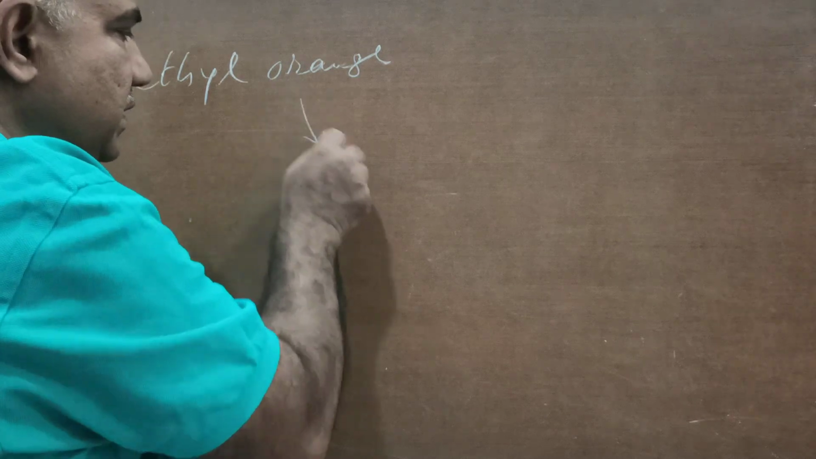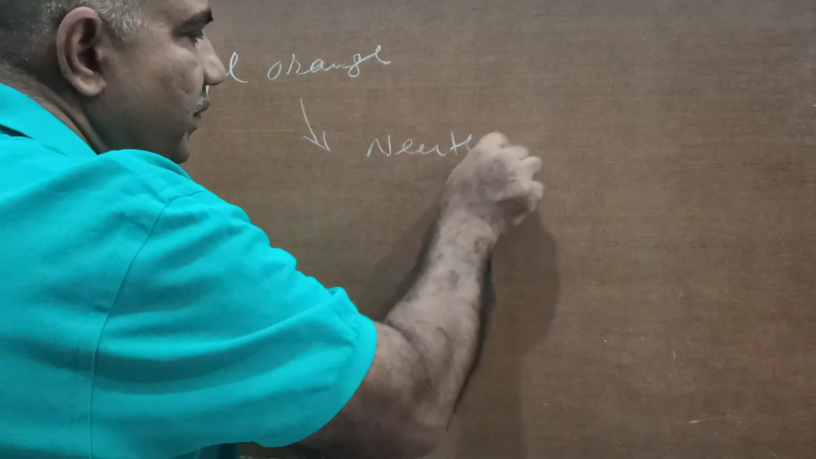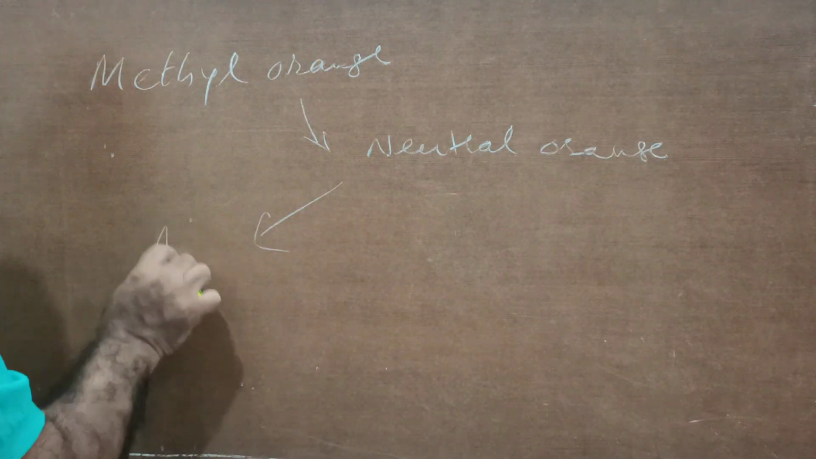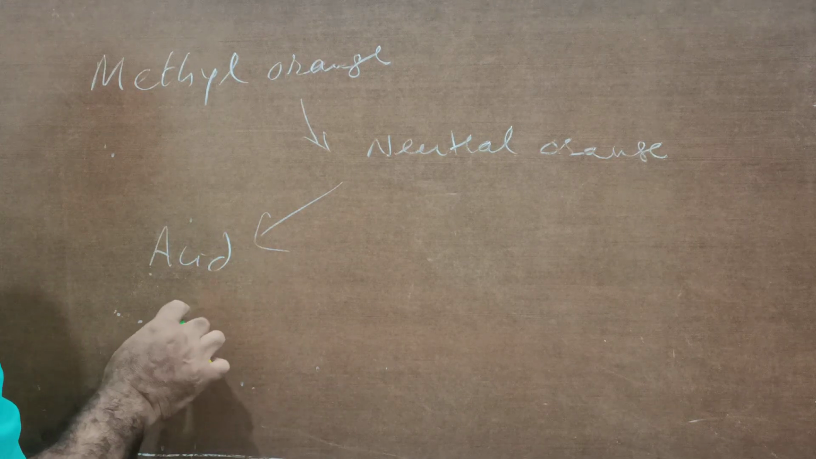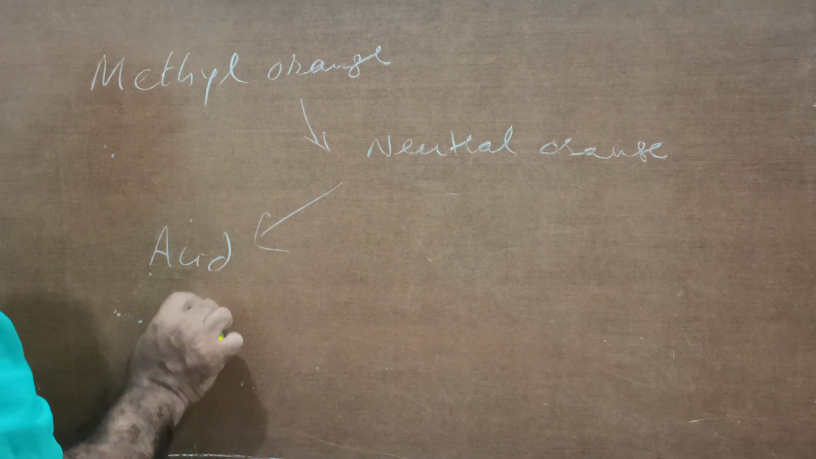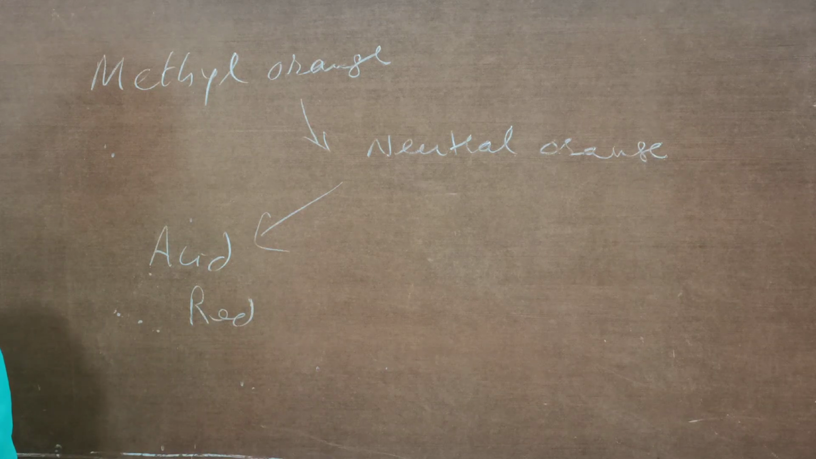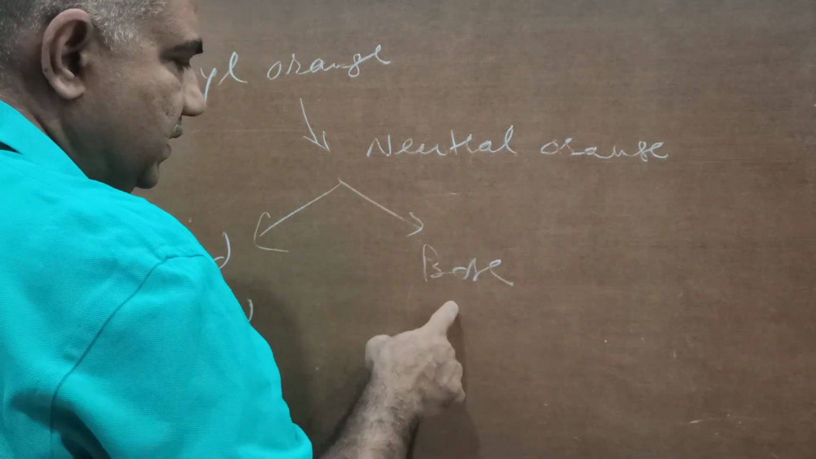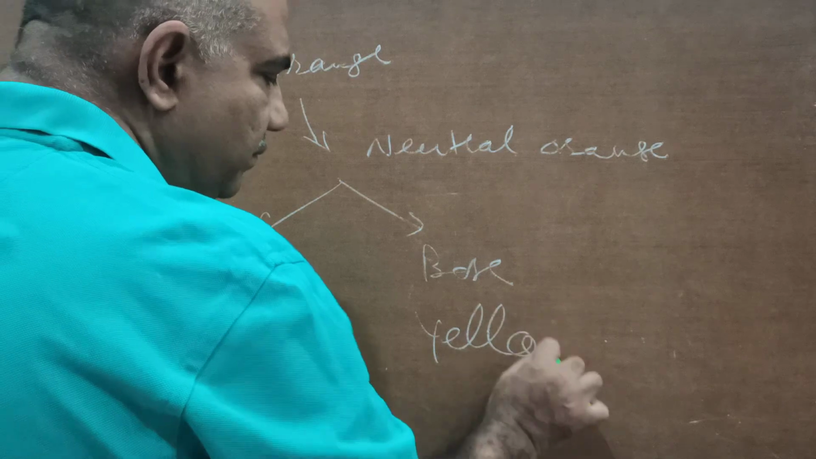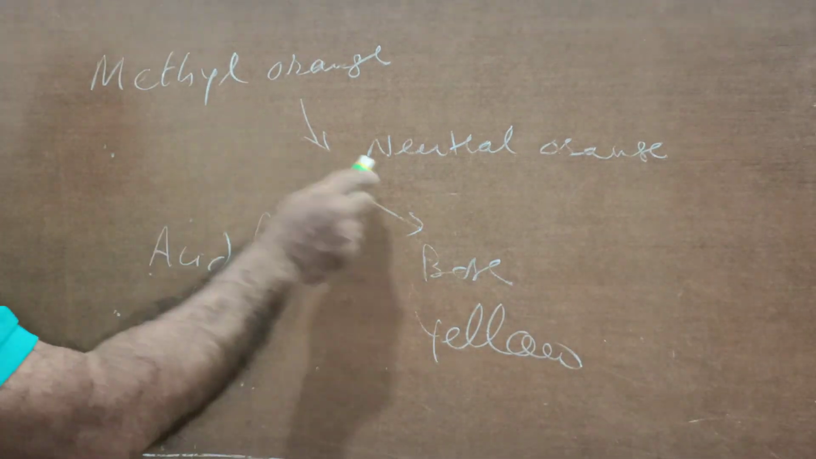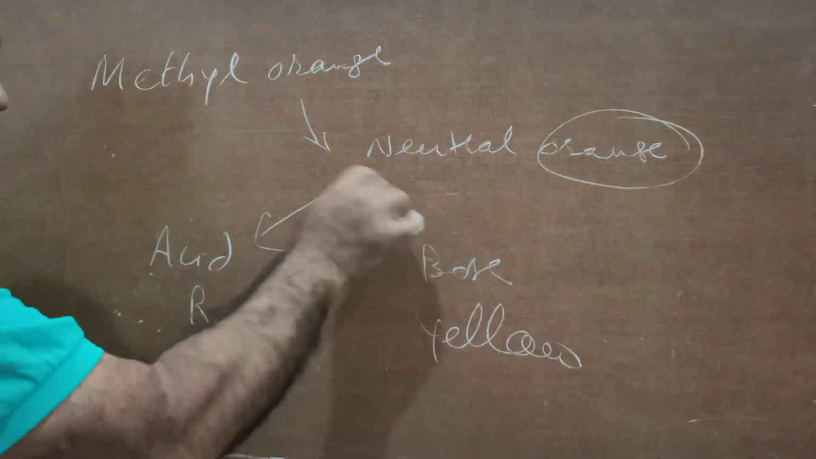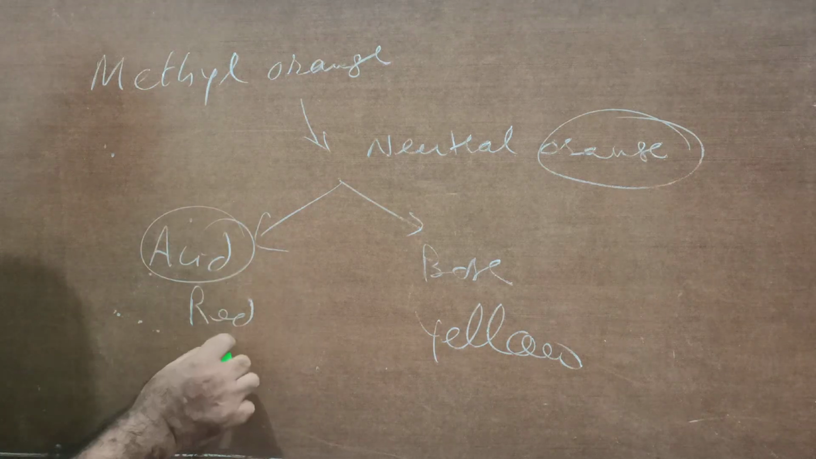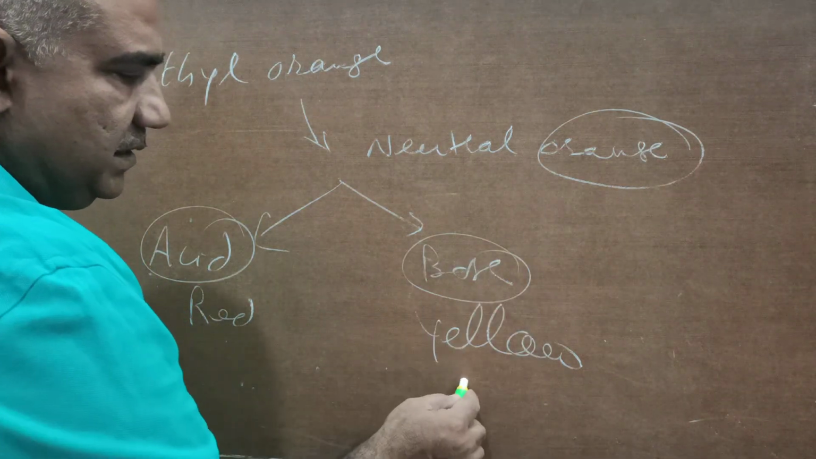See, neutral color is orange. And if this is added to acid, it remains red. It becomes red. In acid, the color becomes red, and in base, the color is yellow. Methyl orange, neutral color is orange. If you add it to acid, it will become red, and if you add it to base, it becomes yellow.